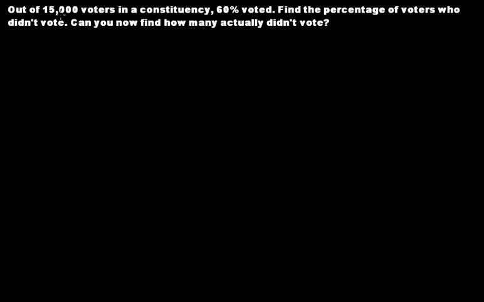Out of 15,000 voters in a constituency, 60% voted. Find the percentage of voters who didn't vote. This is the first part of the question. The second part of the question is, can you now find how many actually didn't vote? So first focus on this first part.